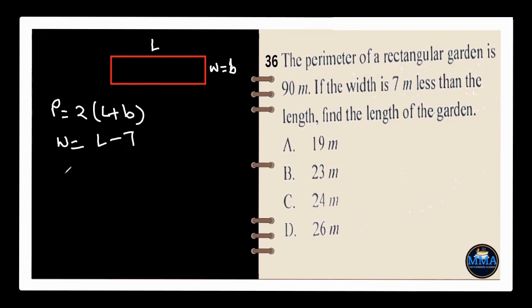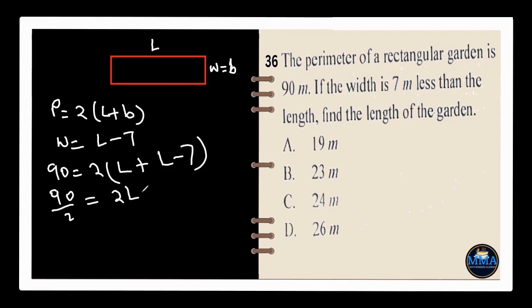So we have this. That means now the perimeter is 90. We are going to do 90 equals 2 into length plus the width. I'm going to use L minus 7 since it's 7 meters less. We now have 90 over 2, divide both sides by 2, equals 2L minus 7, just what we have inside this bracket. And this gives us 45 equals 2L minus 7.